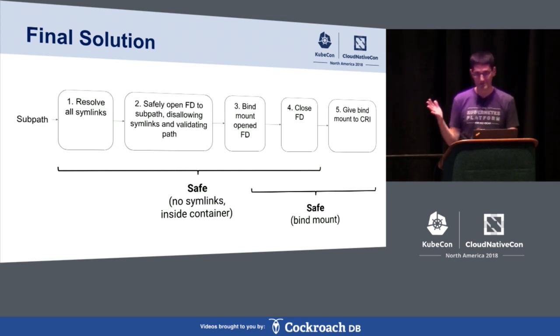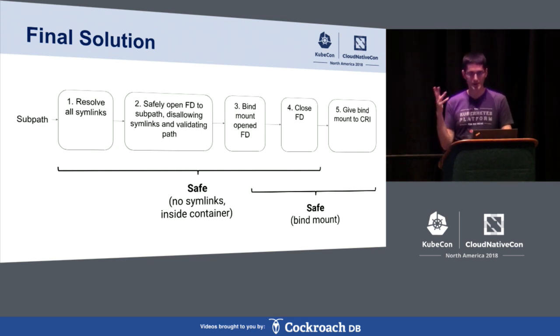Short recapitulation. We didn't follow any symlinks while we were opening the file descriptor of the subpath that the user wanted to use. And we can be sure that the user could not escape the container by moving parts of the file system hierarchy inside the container, because he can move things only inside the container. And then we gave the final subpath to the container runtime safely.